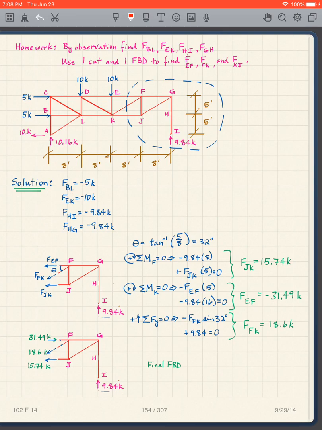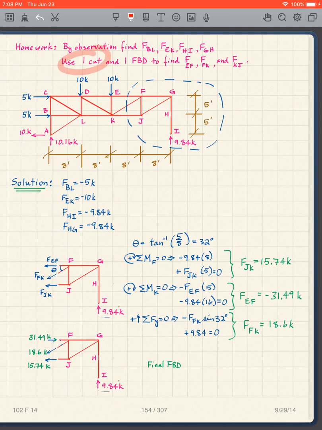FHI and FHG, well, what can I see? This is 9.84, so this has got to be in compression 9.84. This has got to be in compression 9.84. So both of those are negative 9.84.